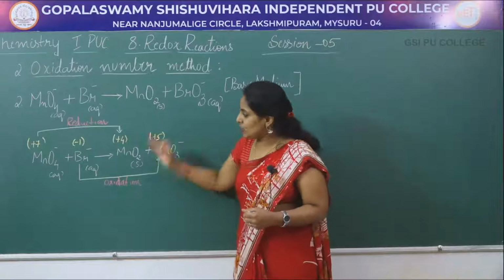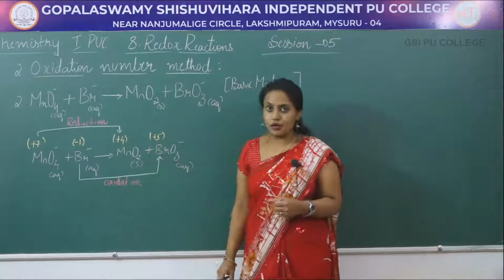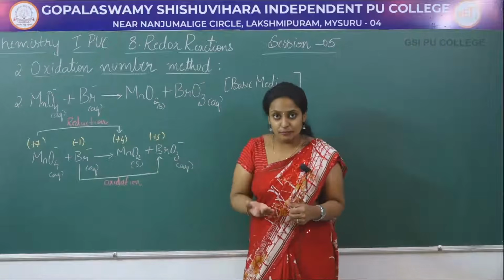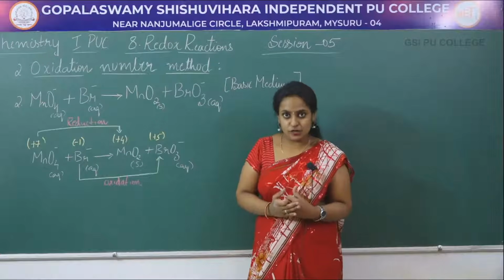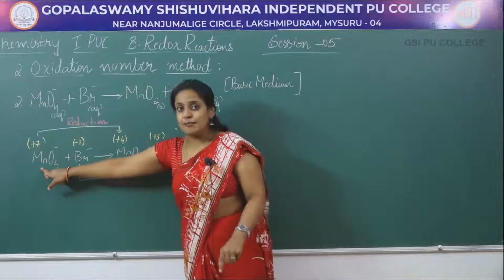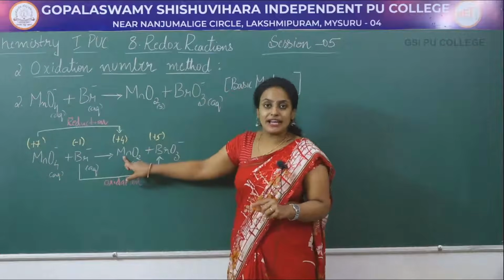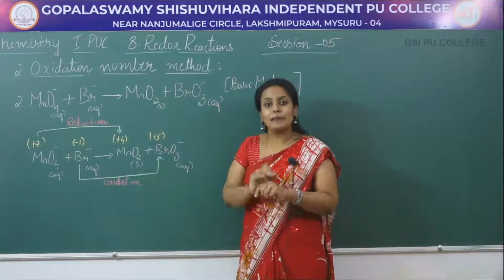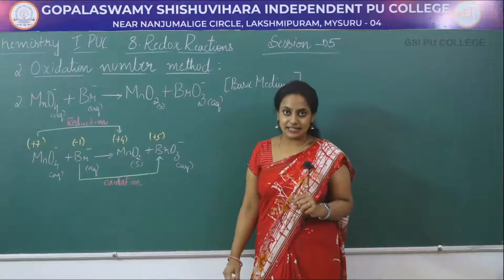After finding which species is undergoing oxidation and which is undergoing reduction, the next step will be balancing the atoms other than oxygen and hydrogen. So, look into the reaction. On the reactant side, manganese is 1. On the product side also, manganese is 1. Therefore, manganese has been balanced. No need to balance the manganese atoms.